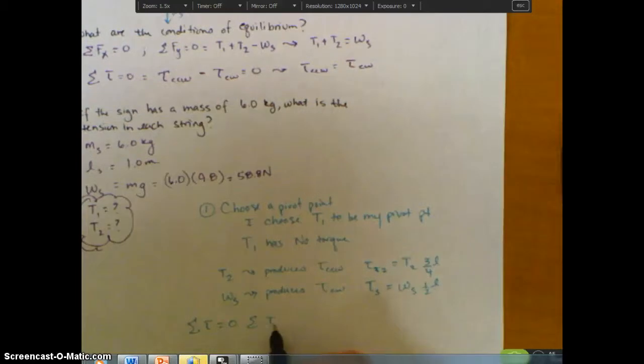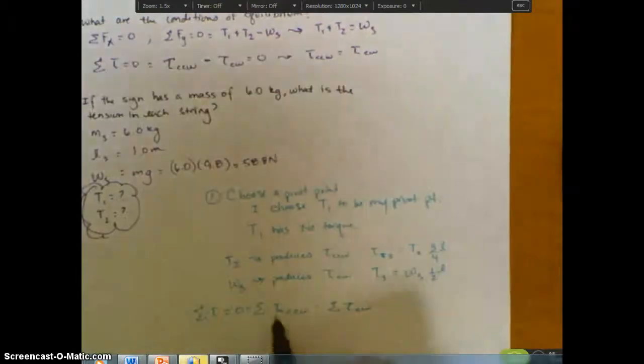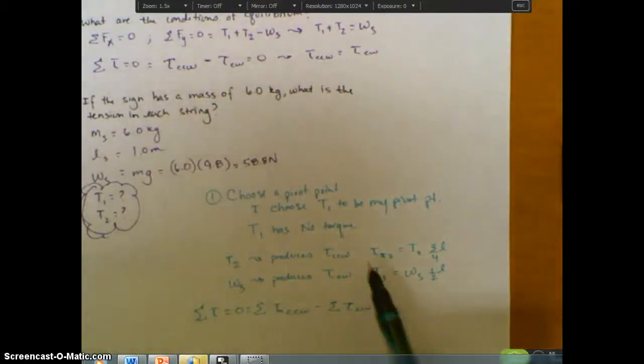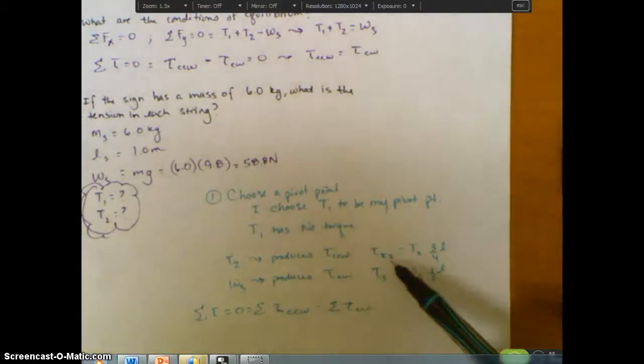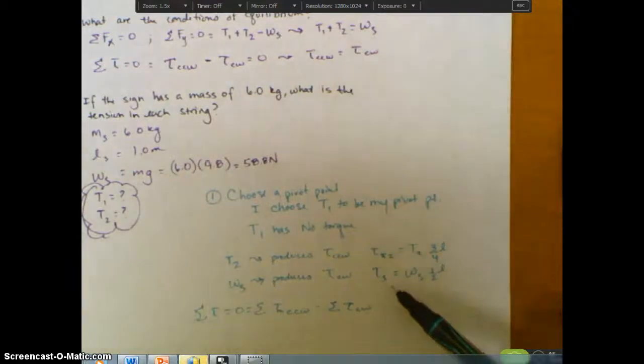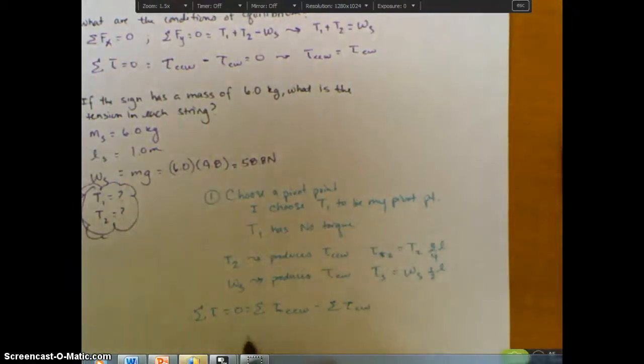I'm just rewriting what I wrote up there. The sum of the torque in the counterclockwise direction minus the sum of the torque in the clockwise direction equals 0. I have no other torques acting here. I know from my equilibrium equation that the torque from T2 is going to equal the torque of the sign. So I'm just going to set those equal to each other. The torque of T2 equals the torque of the sign.